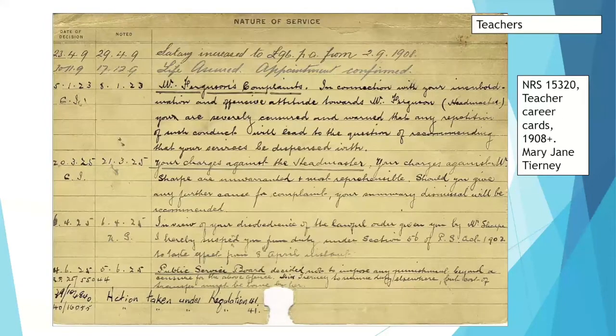On the back of the card, they'll have comments about their service. So we've got here comments about their salary, life insurance, complaints, her charges against the headmaster. So she's been reprimanded to do with her insubordination and offensive attitude towards the headmaster. She was severely censured and warned that any repetition of such conduct will lead to the question of recommending that your services be dispensed with. So that would have been fairly harsh, I would think.